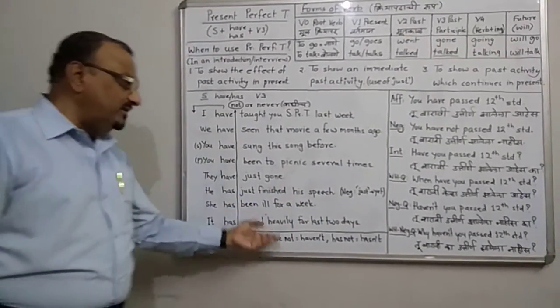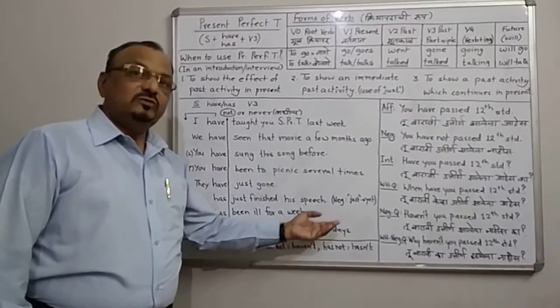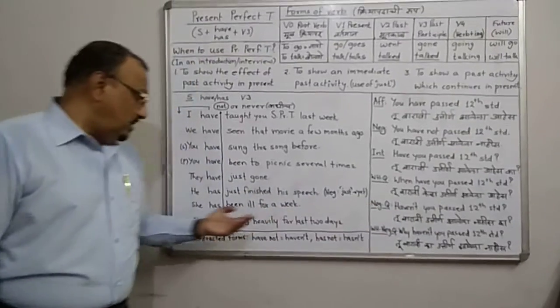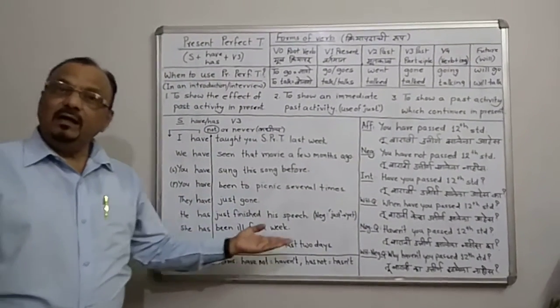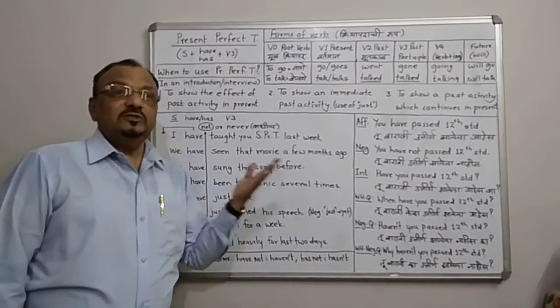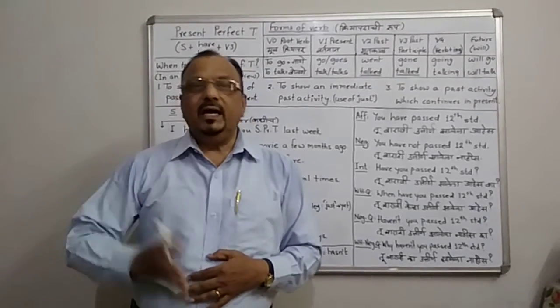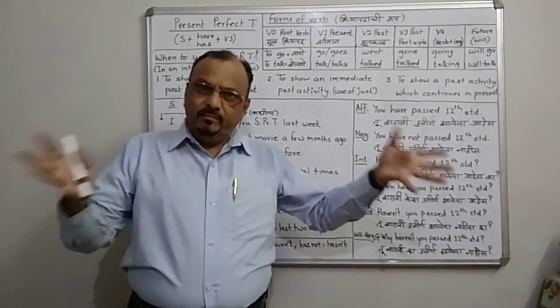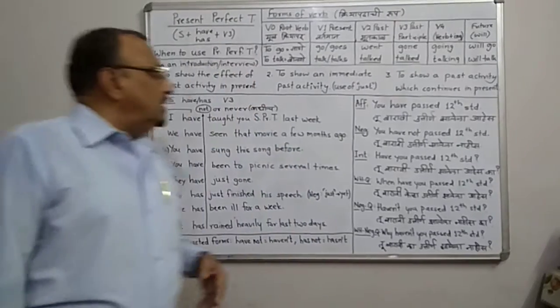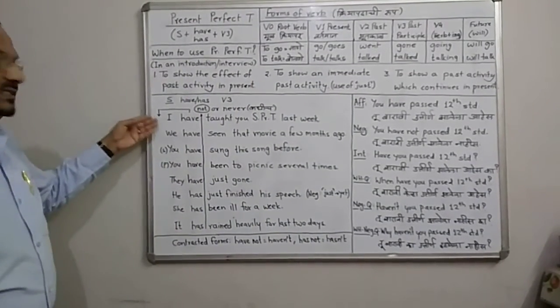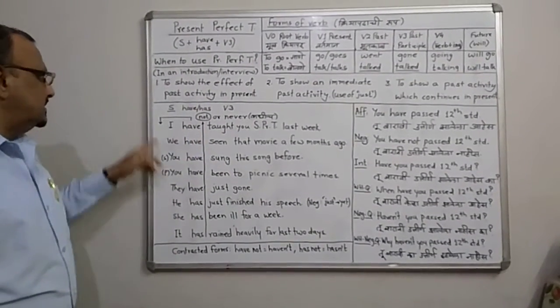It has rained heavily for last 2 days. गेले 2 दिवस भरपूर पाऊस पडलेला आहे. The effect, पाऊस सध्या थांबलाही असेल, थांबलेला आहे जसं काही, पण पाऊस पडलेला आहे. त्याचा इफेक्ट असा की सगळीकडे पाणी आहे. Okay, now we will see what is the negative form of these sentences.